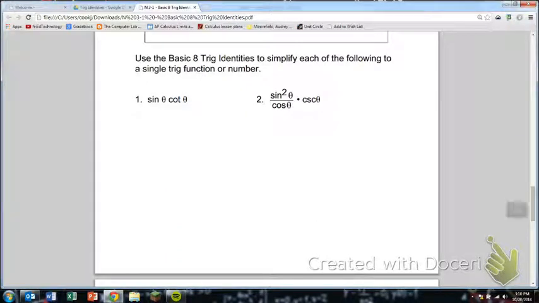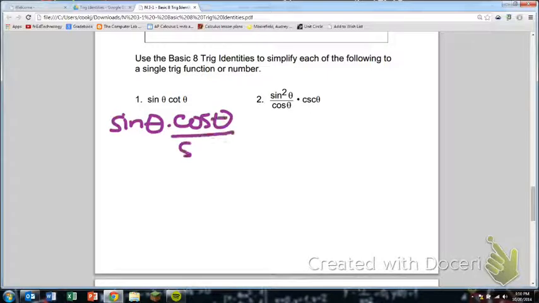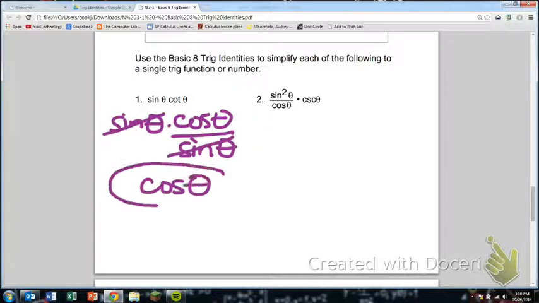All right, so for example, sine of theta times cotangent of theta. We want to simplify this to a single trig function or number. One of the best strategies to use is to change everything to sines and cosines. So on this one, we've got sine theta, but then cotangent theta can either be 1 over tangent or it can be cosine over sine. I'm going to change it to cosine over sine because I'm changing everything to sines and cosines. Once I do that, I can see the sines will cancel out, and I just get cosine.